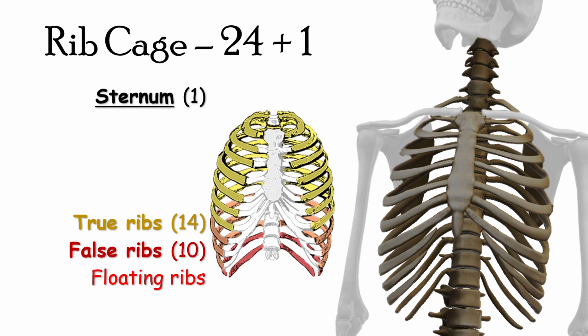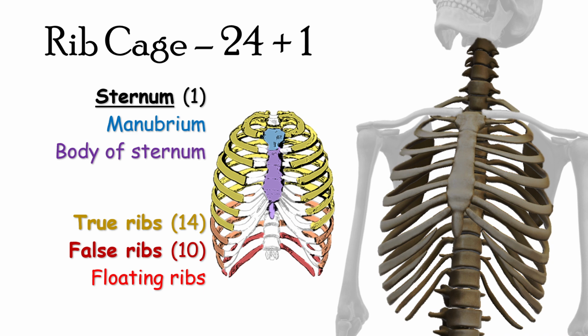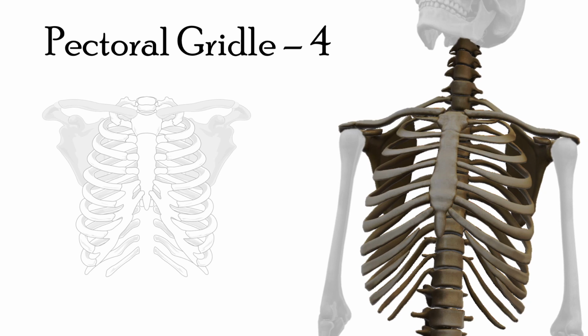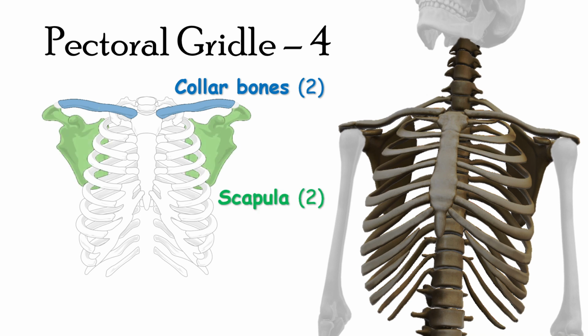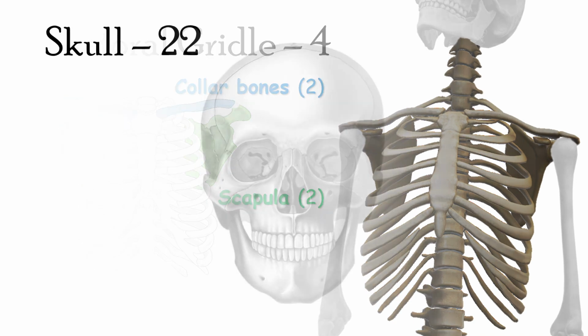The sternum, or breastbone, is a flat, elongated bone located at the center of the chest. It is divided into 3 parts: manubrium, body of sternum, and xiphoid process, which provides attachment for diaphragm and abdominal muscles. Pectoral girdle consists of 2 clavicles or collarbones, which connect arms to trunk and provide attachment for muscles, and 2 scapulae, which enable shoulder movement and provide attachment for muscles.